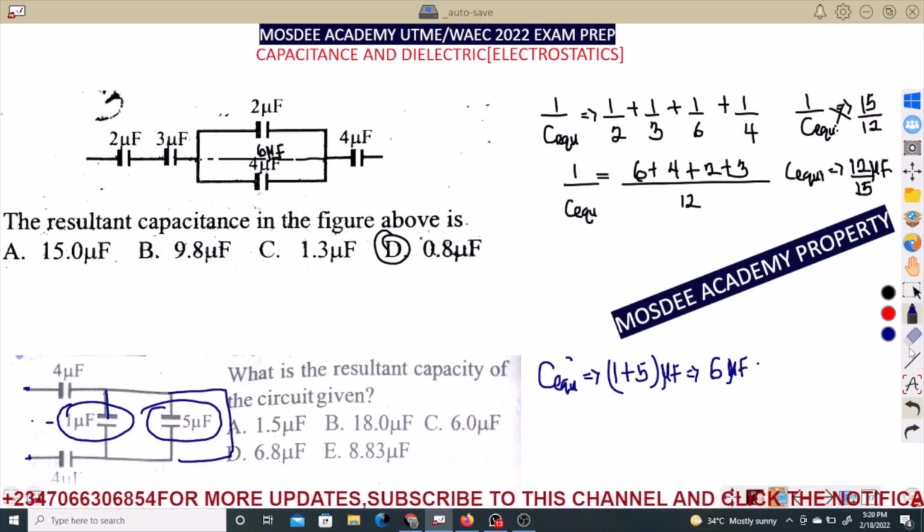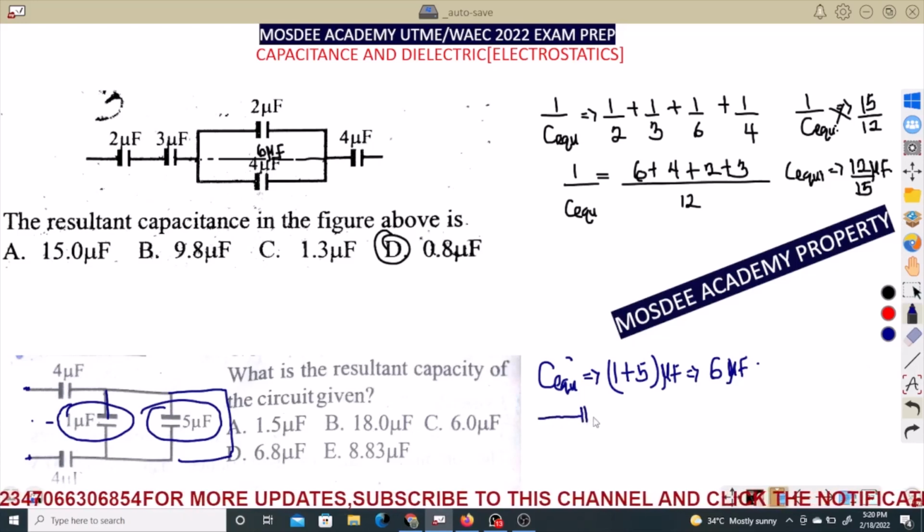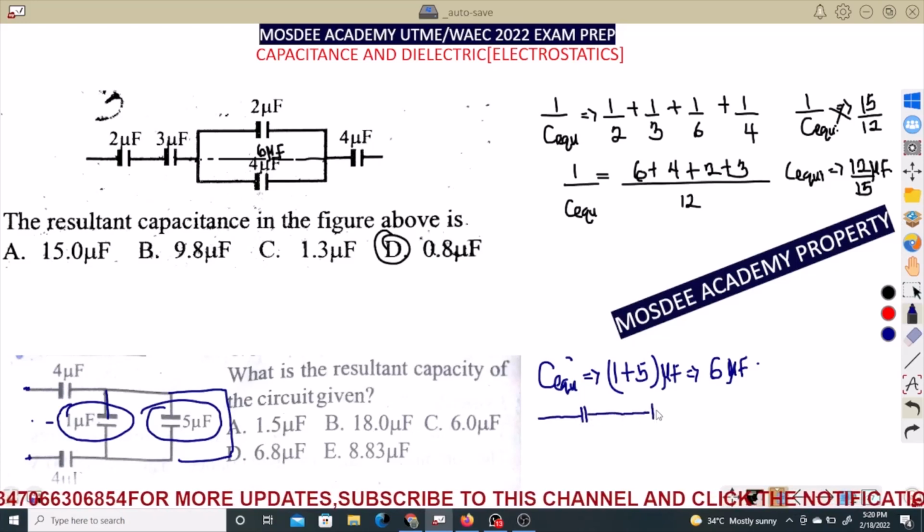Now I have something like this. Diagram not drawn to scale. The value of the first one is 4. Then the one I have resolved now, 1 and 5, gave me 6. Then the last one, you know, it is like this. The one I resolved now is coming to this point.